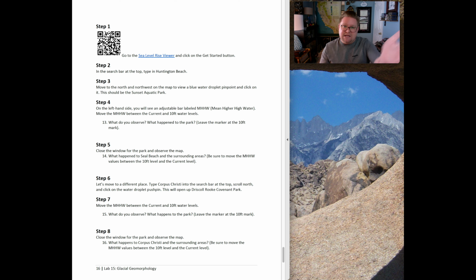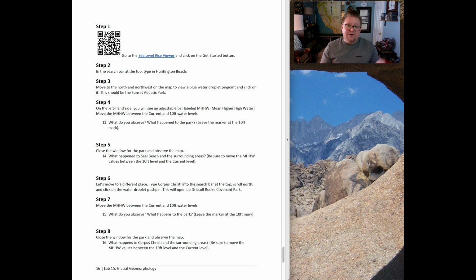So as an example, it takes you step by step. Step 2, after you open up the application: in the search bar, type in Huntington Beach, California. Then it will zoom you into Huntington Beach. Step 3, move to the north and northwest on the map to view a little blue water droplet pinpoint and click on it. It should be the Sunset Aquatic Park. When you click on it, a little photo of the park will pop up.